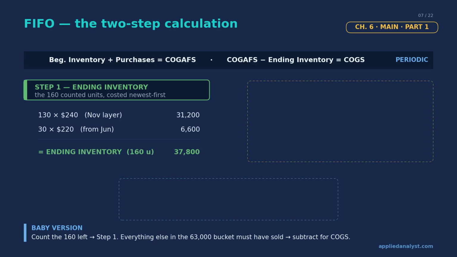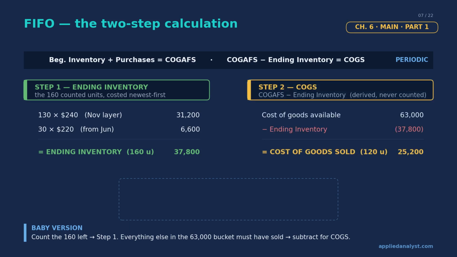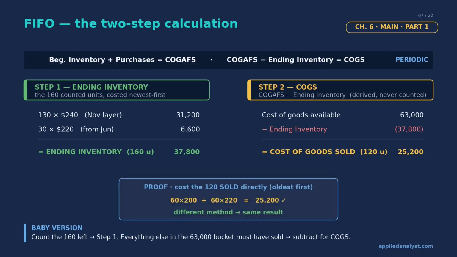30 more to hit 160, so we reach into June at 220. That adds 6,600. Add them, ending inventory, $37,800. Step 2. Cost of goods sold is just the subtraction. $63,000 minus that $37,800, and that leaves $25,200. Notice we never counted what sold. We derived it. Don't take my word for it.